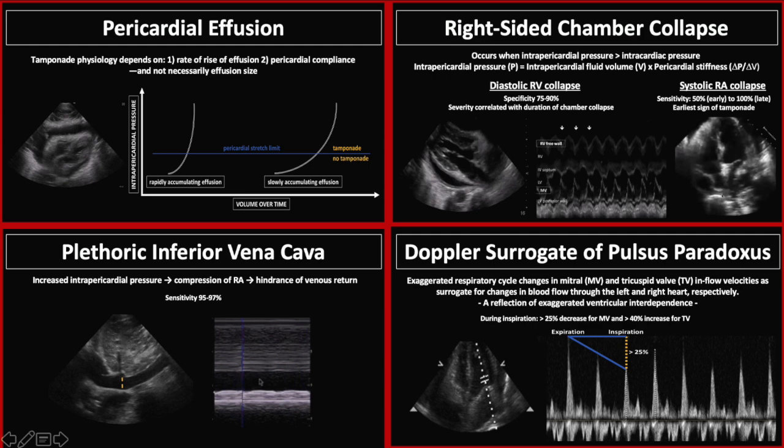The heart may appear to be swinging or shifting within the fluid-filled sac, especially in cases where the volume of fluid is extreme. Another key finding is a plethoric inferior vena cava that shows very little or no collapse during inspiration. This reflects elevated right-sided pressures and impaired venous return, both classic features of tamponade physiology.